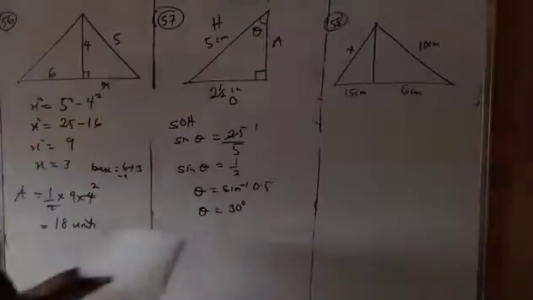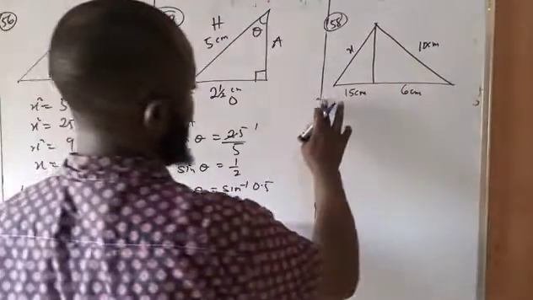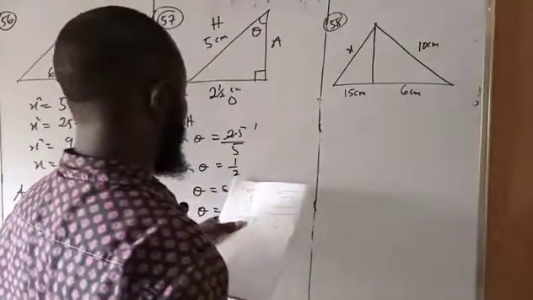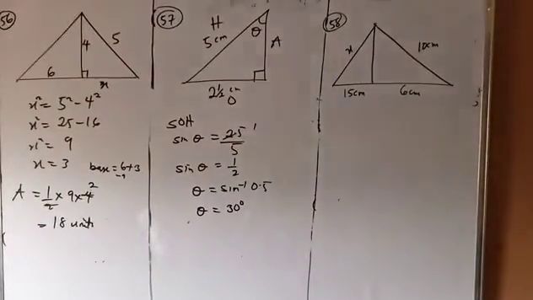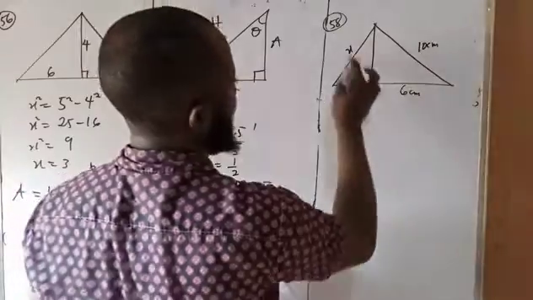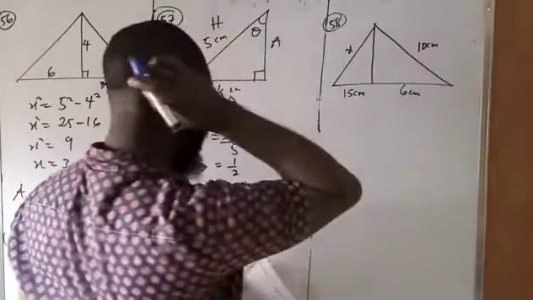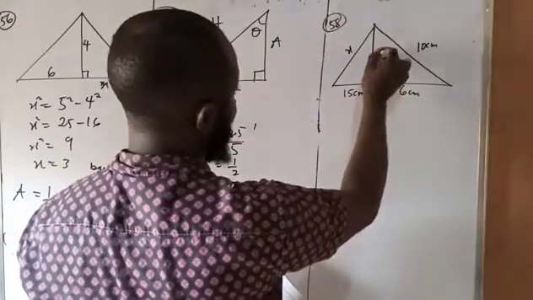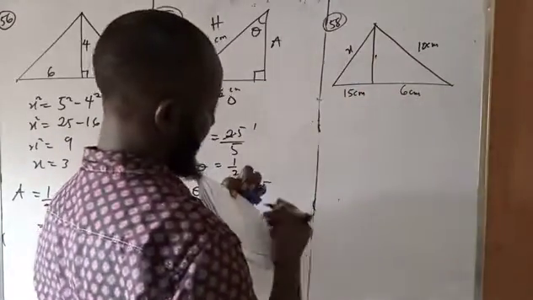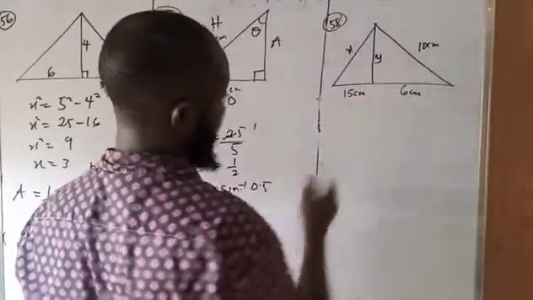In this question 58, the question asks us to find x. So to find the value of x here, the first thing we need to do, we can't find it without getting this side here, which is, let's say it is y.